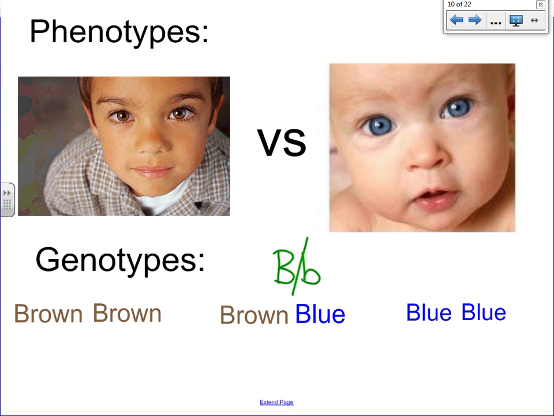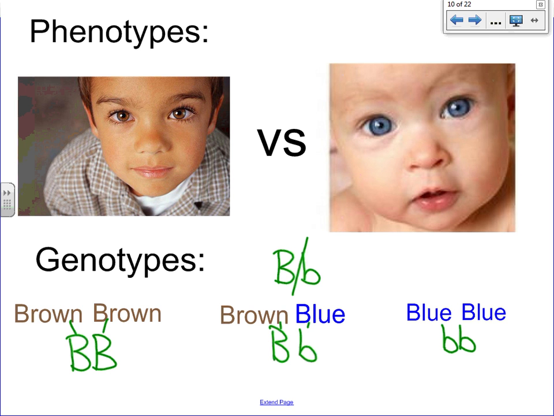So in this case, if you had brown eyes from your mom and brown eyes from your dad, your genotype would be big B, big B. Brown is big B and brown is big B. If you had brown eyes from your mom and blue eyes from your dad, or the other way around, you would be big B, little b, because brown is big B, blue is little b. Last but not least, if you were blue-eyed and blue-eyed for your genes, you would be little b, little b. That would be your genotype.